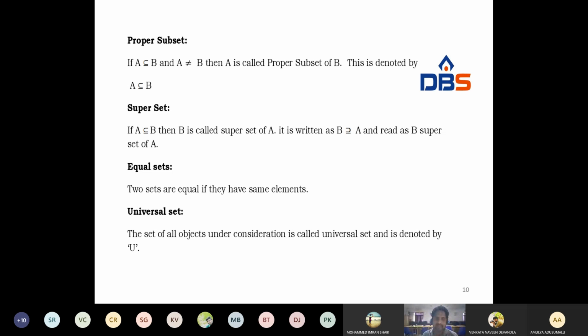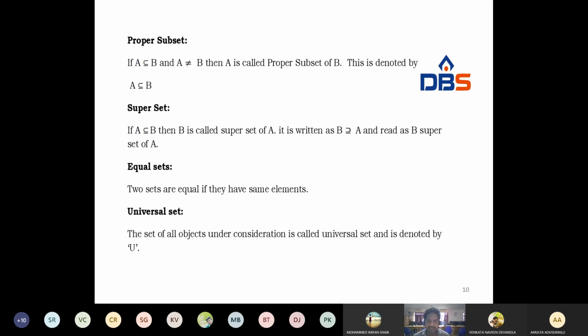Next, equal sets. Two sets are equal if they have the same elements. So we took two sets. For example, A is one of the sets and B is one of the sets, and the two sets have equal elements. For example, A equal to set 1, 2, 3, 4 and B equal to set 1, 2, 3, 4. Then the two sets are called equal sets. Okay now?